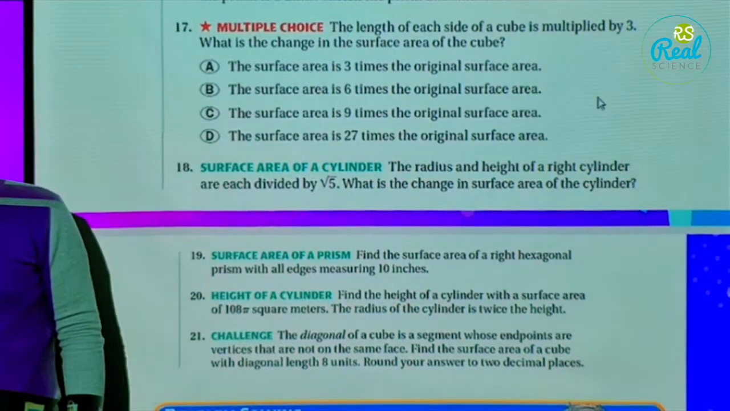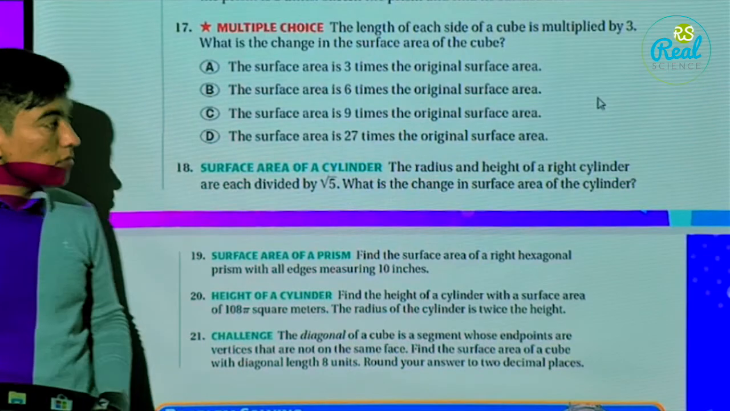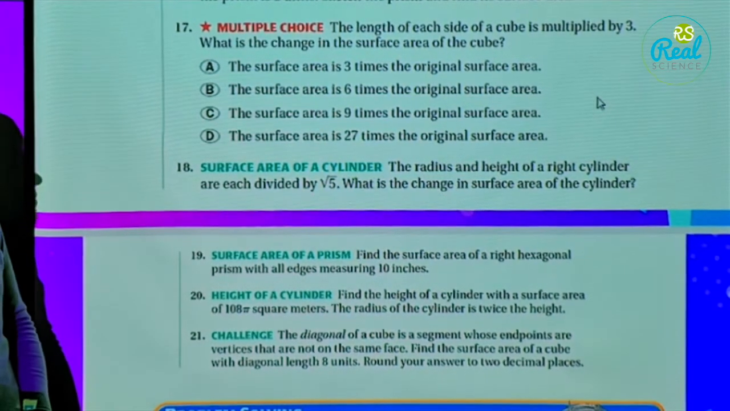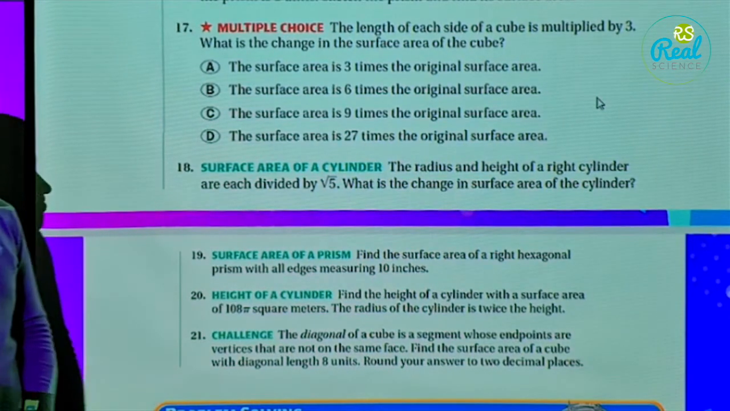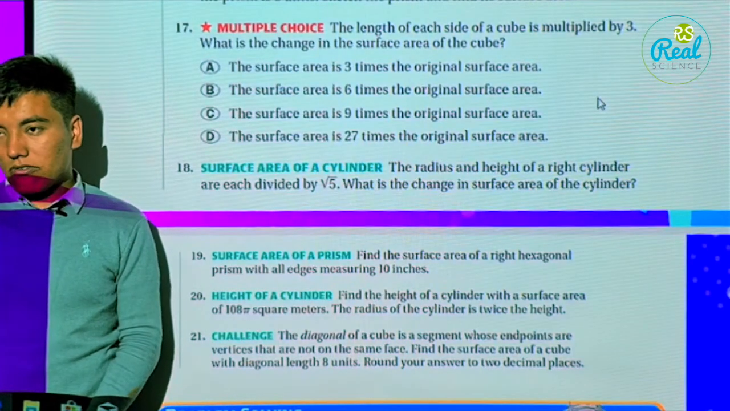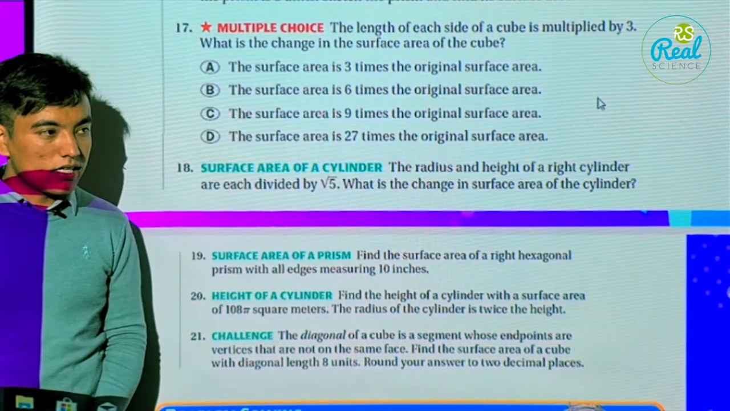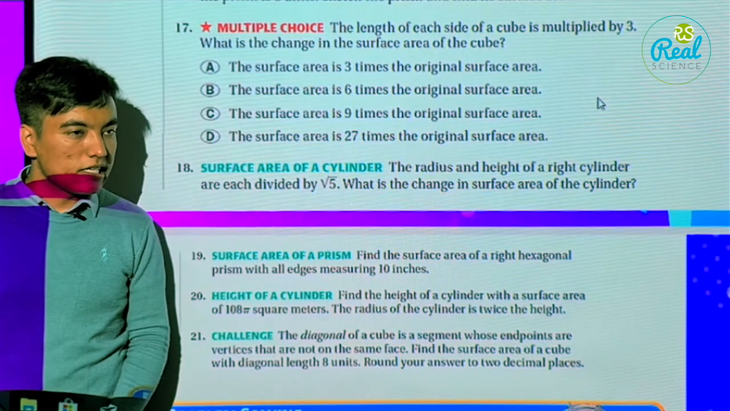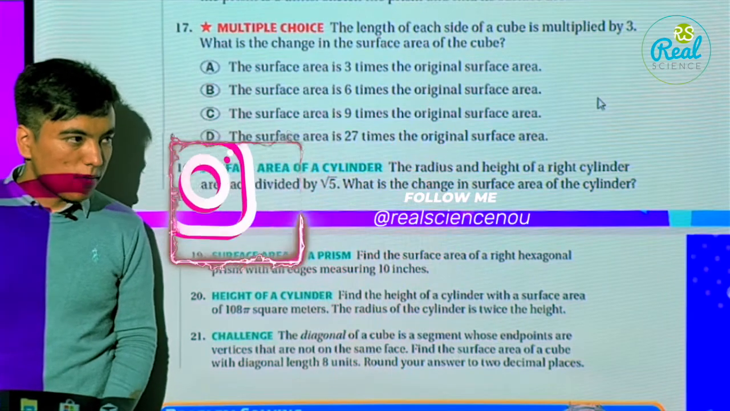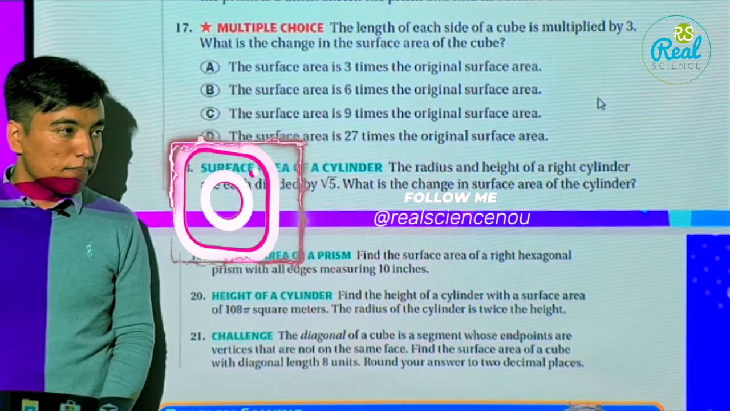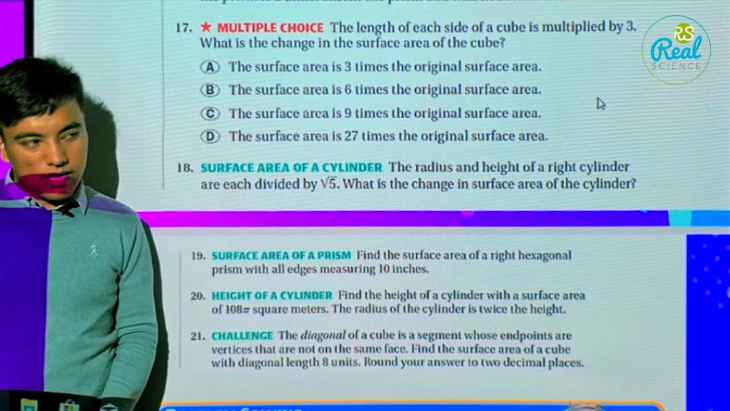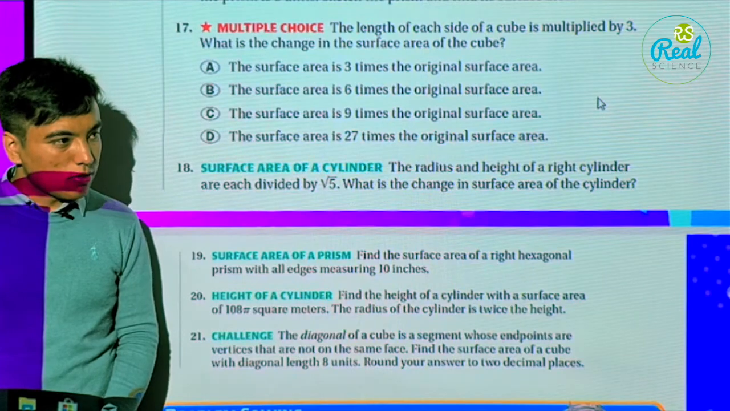Let's see question number 17, multiple choice. The length of each side of a cube is multiplied by 3. What is the change in surface area of the cube? First of all, let's find the surface area of a cube. How many faces are in a cube? 6 faces. What is the area of a square? A squared. Why am I asking about a square? Because faces are squares for a cube. A squared times 6, 6a squared.